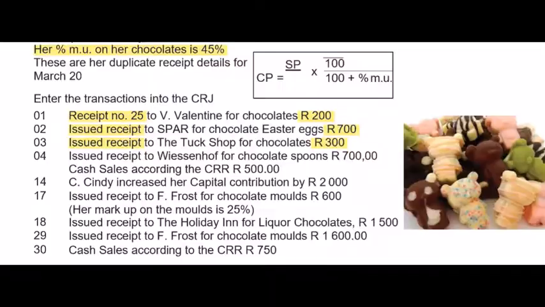Then the next transaction was on the 4th, but can you see that there are 2 transactions on the 4th? So now suddenly this will affect your analysis of receipts and your bank column. So it says issued a receipt to Wiesenhof. Wiesenhof is that coffee shop that you find at Macro. I don't know if you've seen that before. For chocolate spoons, 700 Rand.